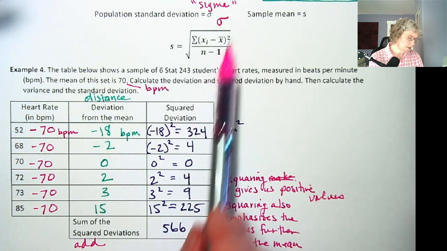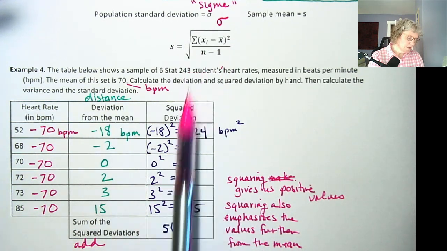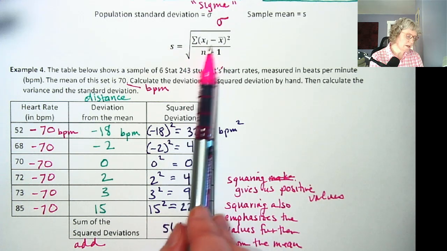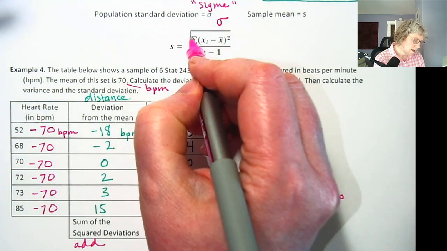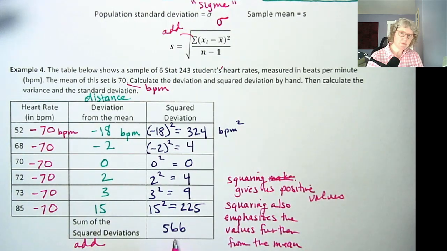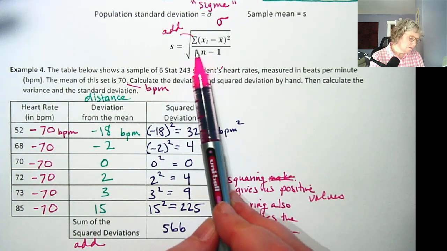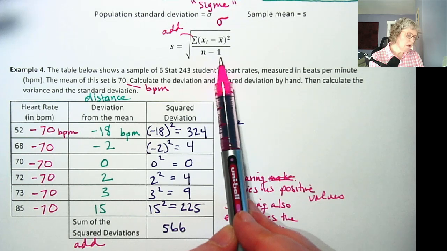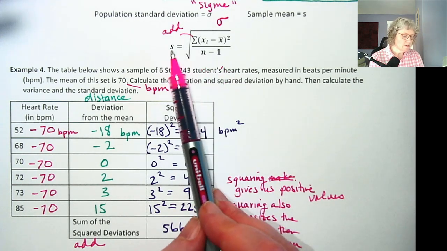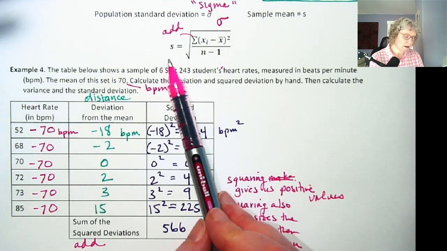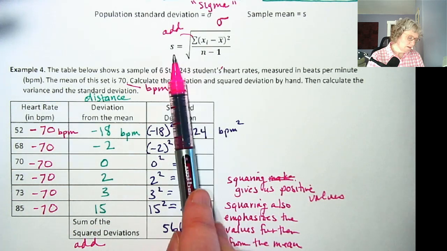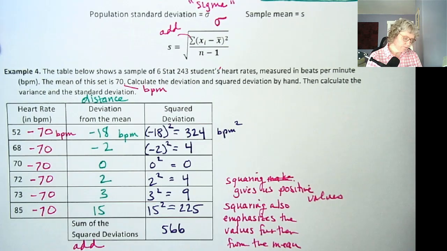So that's the next thing we did. And then we summed those all up. So that's what that capital sigma summation is. That means add. We added all those up. Then we divided by n minus 1. And if we stopped there, we'd have the variance. But we want the standard deviation. So we go ahead and take the square root of that. That gets us back to our original units. And that is our standard deviation.